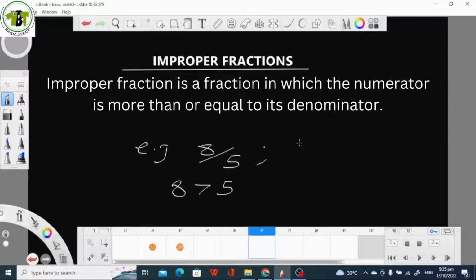Our next example is 4 over 3. 4 is the numerator and is greater than 3, which is the denominator.